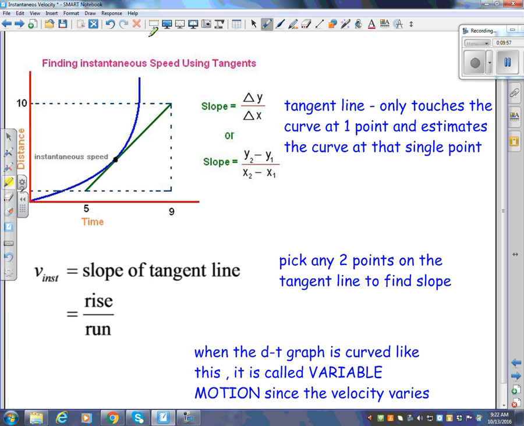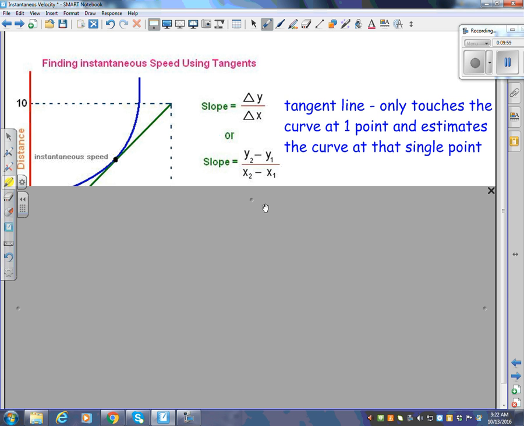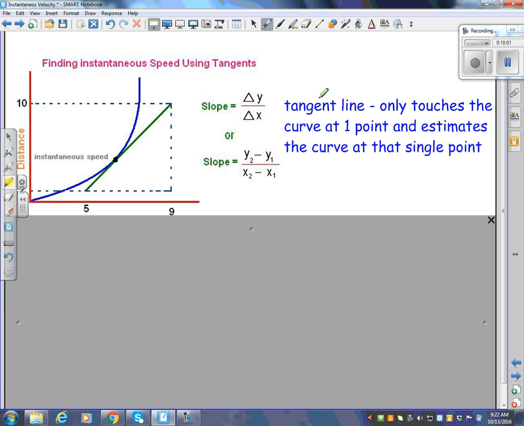Okay, so instantaneous velocity using tangents. A tangent line is a line that only touches the curve at one point and estimates or approximates the curve at that single point. So it's an estimate of the curve at that single point. This green line here is known as the tangent line. It's an estimate of the curve at that single point.